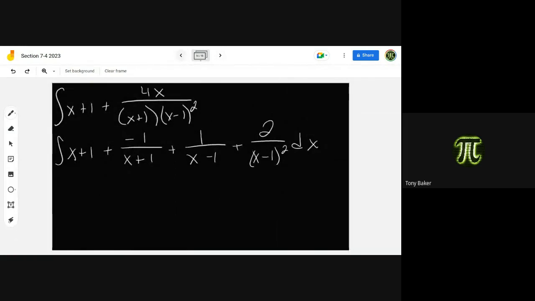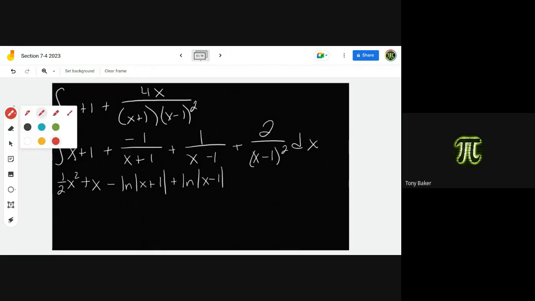Okay, now we have to do our integral. What's the integral of X? Right, X squared over 2. What's the integral of 1? What's the integral of negative 1 over X plus 1? What's the integral of 1 over X minus 1? What's the integral of 2 over X minus 1 squared? No, you don't.